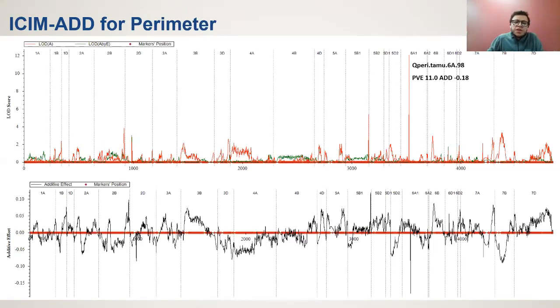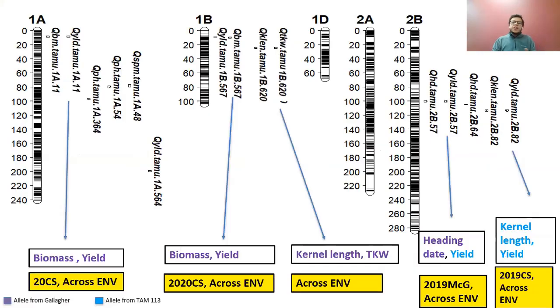Last is the QTL for perimeter, and the perimeter and kernel length QTL are in a similar position. The QTL on 6A has an 11% PVE value, and Gallagher also increased this trait. On that page, we can see our pleiotropic QTLs. A pleiotropic QTL means one QTL region affects more than one trait.